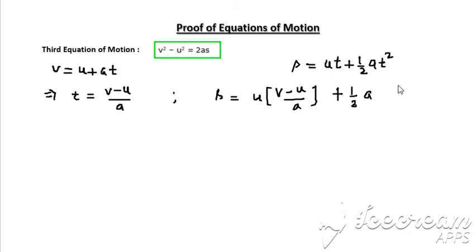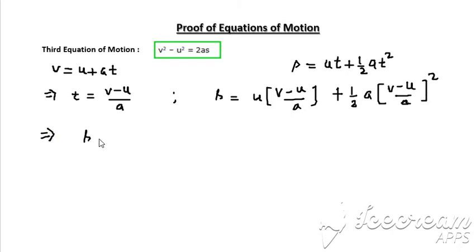So we need to make the square of this number. So let's make that number and square it: v minus u divided by a, and squaring this thing. This will be solved as follows.